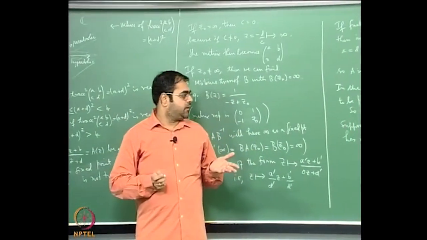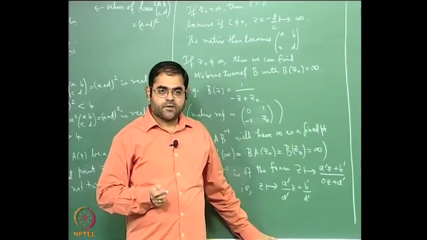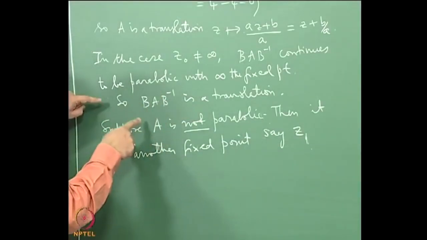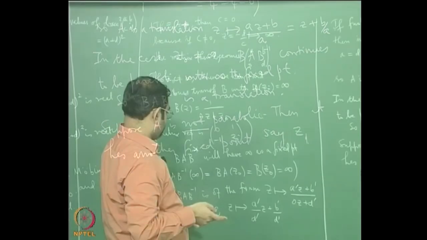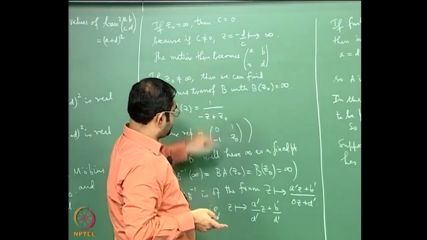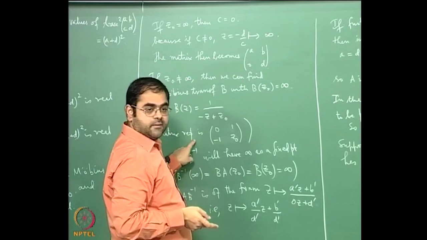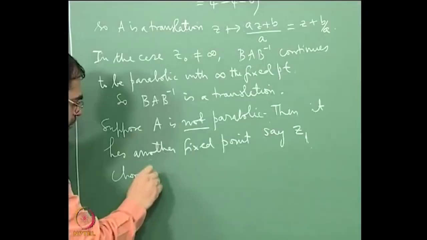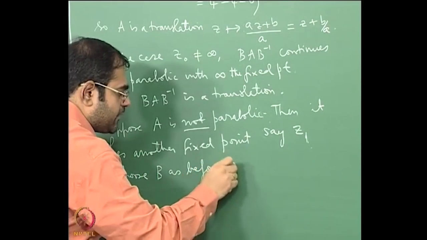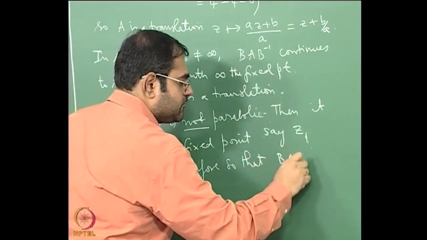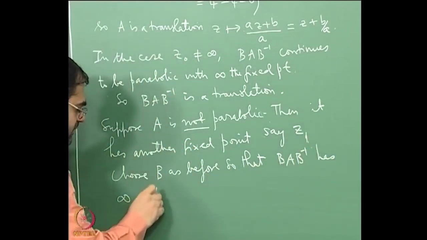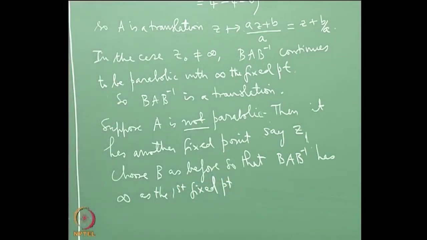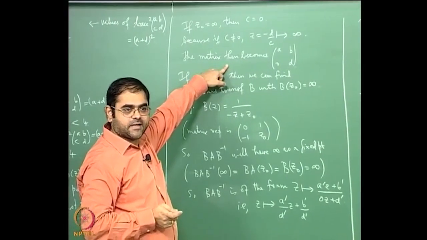And we want to see what kind of form A has, alright. So you see, if it has another fixed point, say Z1, in either of these cases I can always find a B such that infinity is the first fixed point, okay. So again choose B as before, so that BAB inverse has infinity as the first fixed point, okay, that I can do. And mind you, of course, if I am in this case, I have to choose B to be identity, because I don't have to conjugate at all.